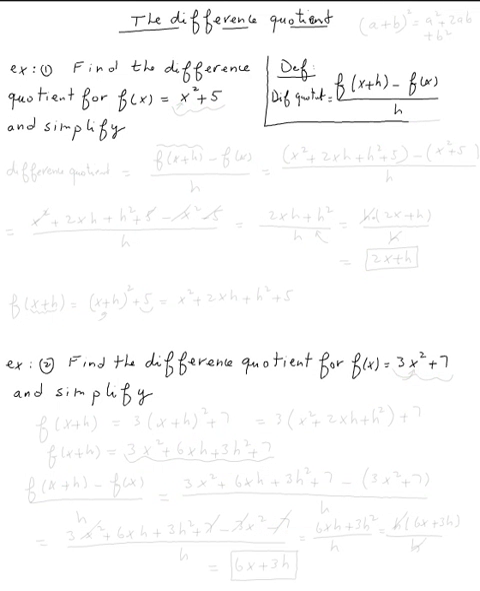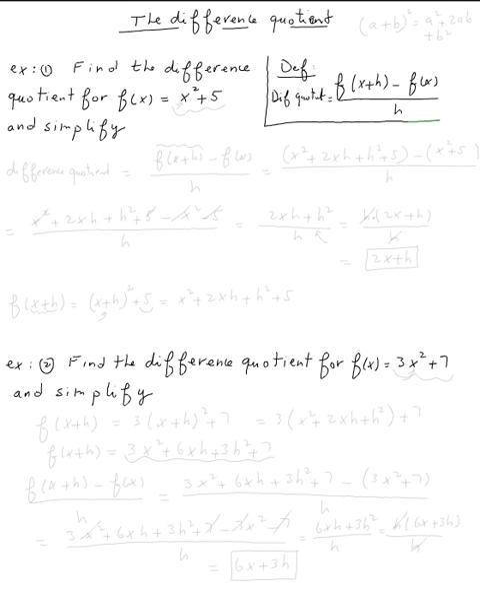Okay, the topic here is the difference quotient. So the definition is the difference quotient is equal to f of x plus h minus f of x over h. Alright, that's the definition. It's written right there.